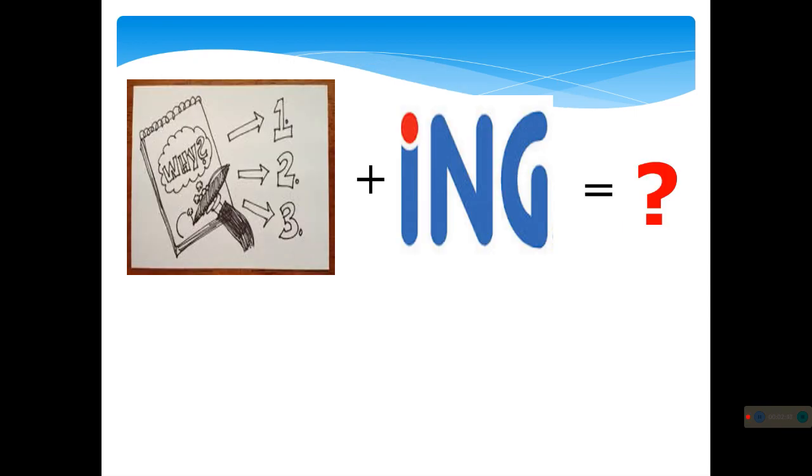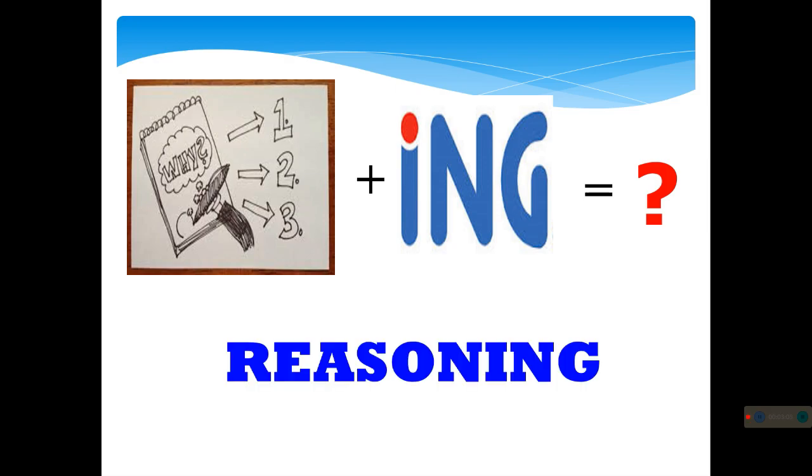We have Y with 1, 2, 3 plus ING. So what is the word here? Numbering, another answer. Questioning, another answer. Any guess? If you don't have, the correct answer here is reasoning. Why? Because I have here the question, why? There are many reasons, or 3 reasons rather. So that's why plus ing, you will have reasoning.